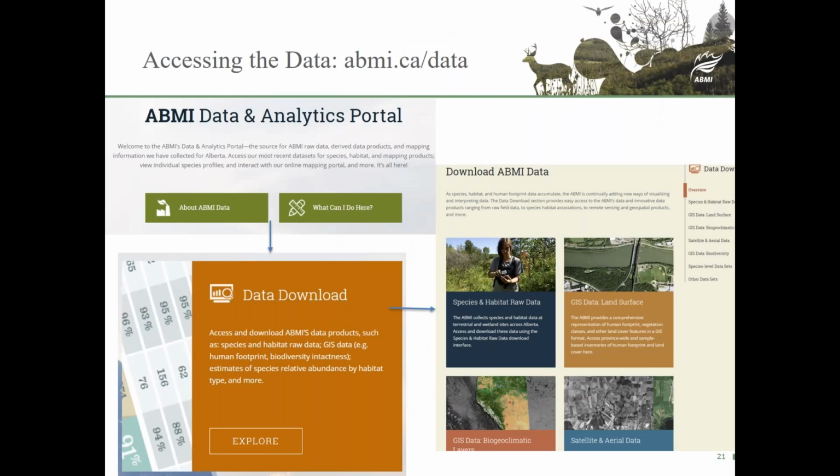Just before I do that, I'd also like to point out to you that our data is made publicly available through our online data and analytics portal. Once you hit the data and analytics portal, you can navigate to the data download section, and here you'll find everything, all of the data that we have. So from land surface monitoring data, such as the human footprint inventory, and other datasets, including our species and habitat raw data and species level datasets. This is also where you can find the metadata for our different layers.